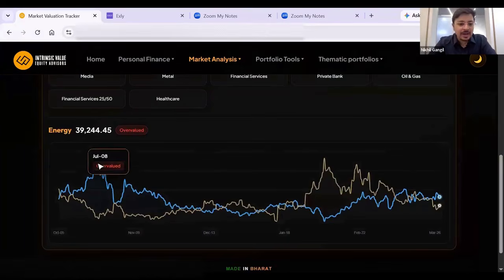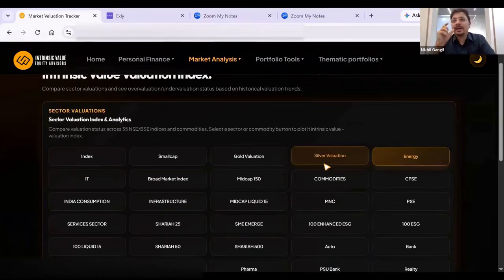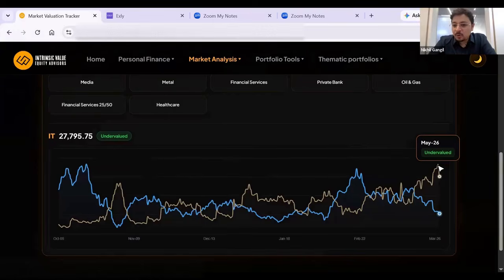You look at energy and you will see that the markets are fairly valued, not that overvalued. It was very much undervalued in 2020, and after that, energy stocks and power stocks have done very, very well. At any given point of time, the market may be very much overvalued, but some sectors can be undervalued, and that is where it will help you. Look at IT. When the whole market is very much overvalued, the IT sector is actually undervalued.